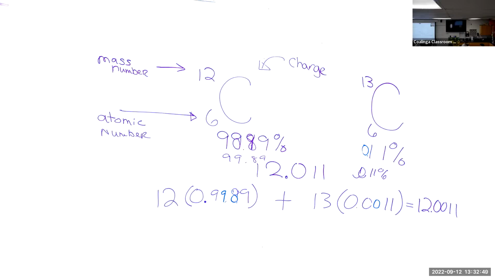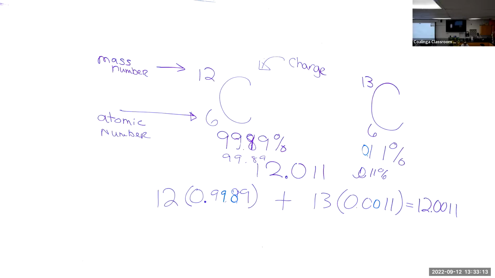Okay. So, in other words, if we had 100 carbon atoms, 99.89 of them are going to be that carbon 12. So the majority of them are going to be carbon 12, and you're going to end up with one that isn't eventually.